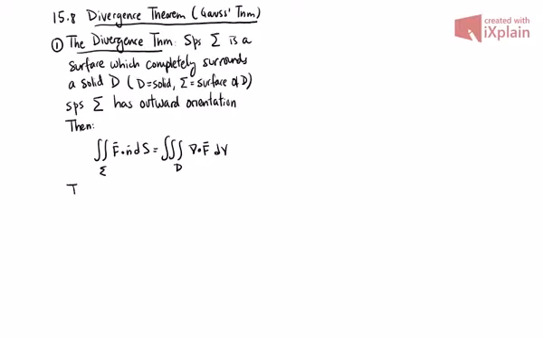So two initial notes. There are a few notes that are going to come up. One is, again, D is the solid. Sigma is the hollow surface. So, for example, if D were a cube, it would be a solid cube, and in that case, sigma would be the hollow surface.